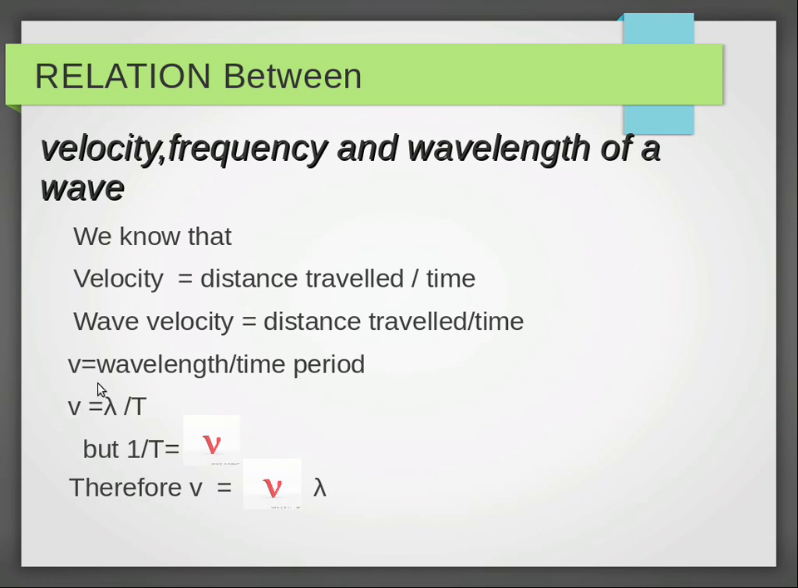So we have v is equal to wavelength represented by lambda, divided by time period represented by T. But we have 1 by T is equal to nu, that is nu, the frequency, is the reciprocal of time period. When we substitute this relation in the first equation, we have v is equal to lambda, instead of 1 by T, nu. So v is equal to nu lambda. So the relation between velocity, frequency and wavelength is v is equal to nu into lambda, or velocity is the product of frequency and wavelength.